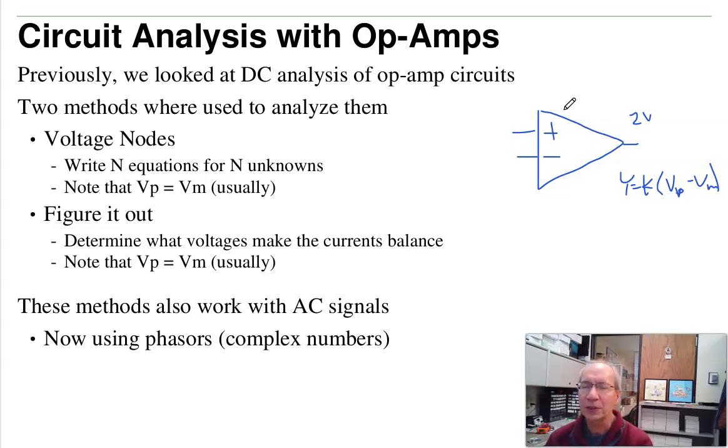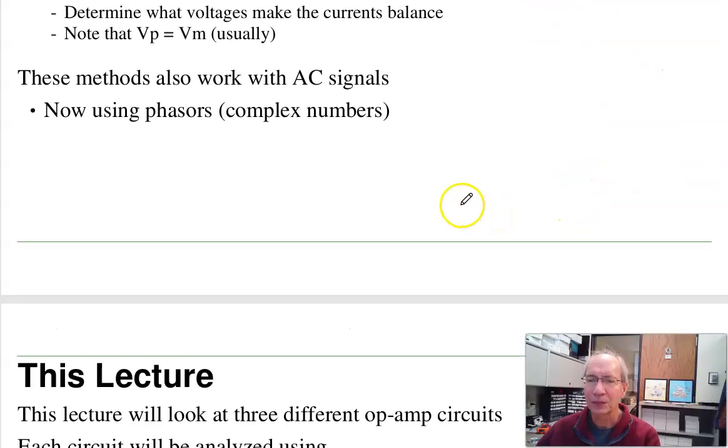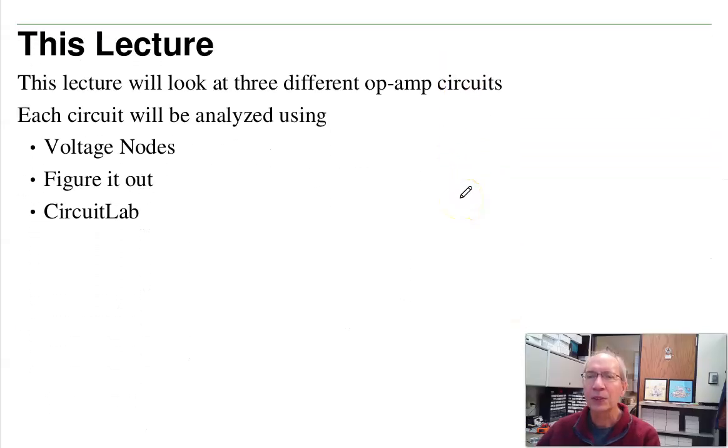A second way to do it is figure it out. Constrain V plus equals V minus and figure what voltages have to be to force the currents to balance. Well, that's what we did at DC. And surprise, surprise, that also works for AC circuits, meaning using phasors. So in this lecture, we're going to look at trying to solve an op amp circuit using voltage nodes, trying to figure it out, and finally, using Circuit Lab to check your answer.